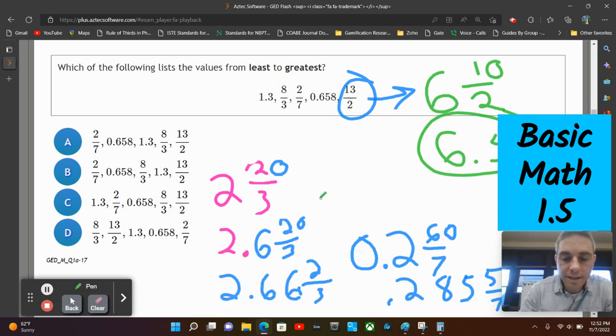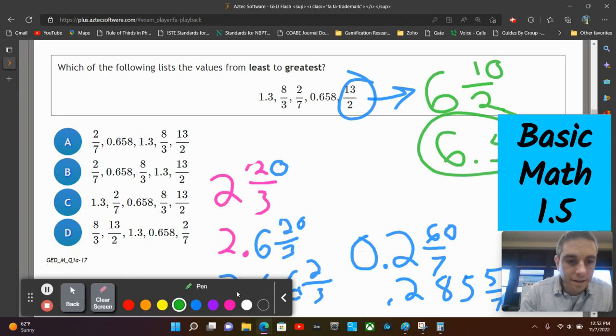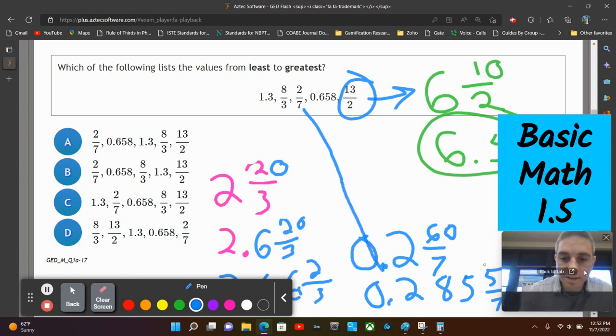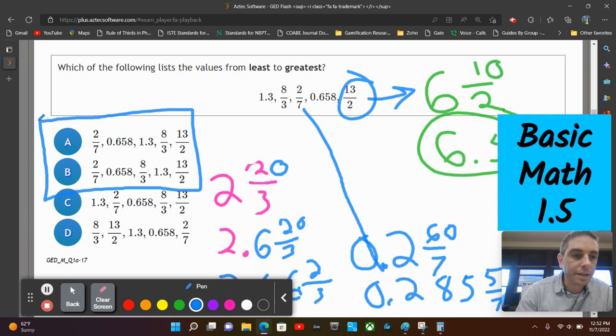Least to greatest. Well, the least number I can see already is going to be this one down here, which was 2 over 7, which is 0.285. That's smaller than 0.658. So now note in the answer choices, it uses the original fraction and not the decimal that we calculated there. So 2 over 7 should be the very first one listed. So already we can narrow this down to either A or B.